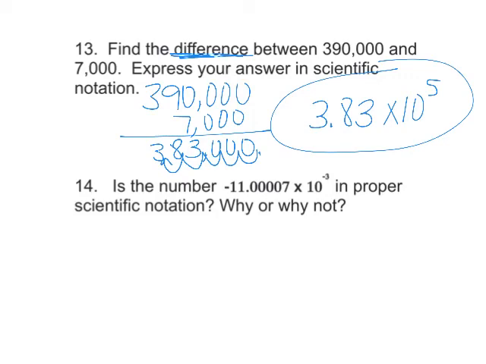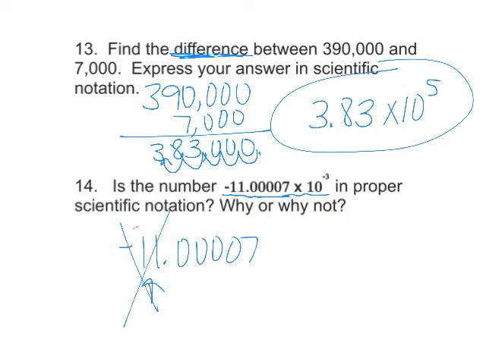And 14, last problem, we made it, is negative 11.00007 times 10 to the negative third in proper scientific notation? No! Because why? Well, this number right here, that's not allowed. That's not legal. We can't have two numbers over here to the left of the decimal point. Is that 11 in between 1 and 9? No. It's allowed to be negative. The negative right here, that's allowed. This would need to look like this though.